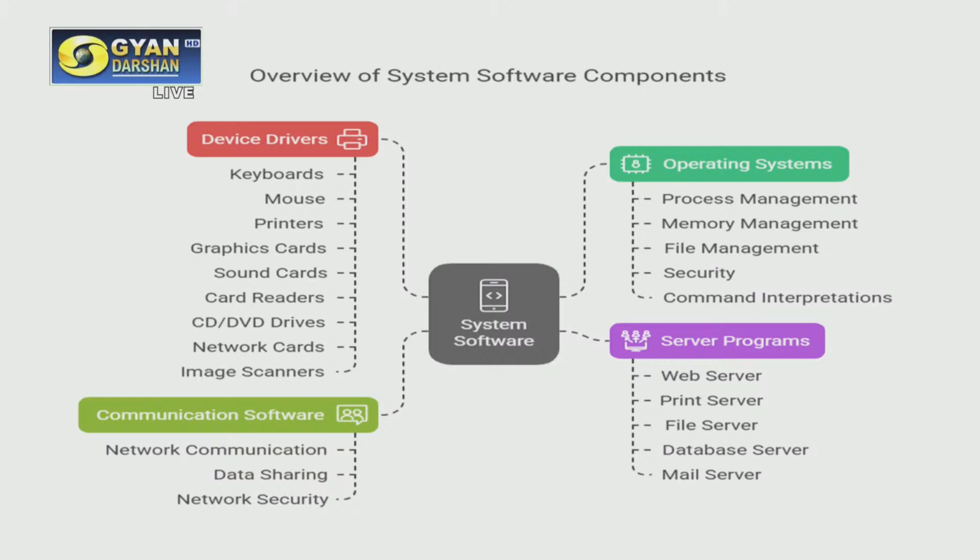Apart from this, I had already said that the operating system is an interface between the hardware and the application software. So the services provided by the operating system are process management, memory management, file management, security, and command line interpretation. All are services provided by the operating system. And apart from this, we have server programs wherein we have access to the web server, the print server, the file server.